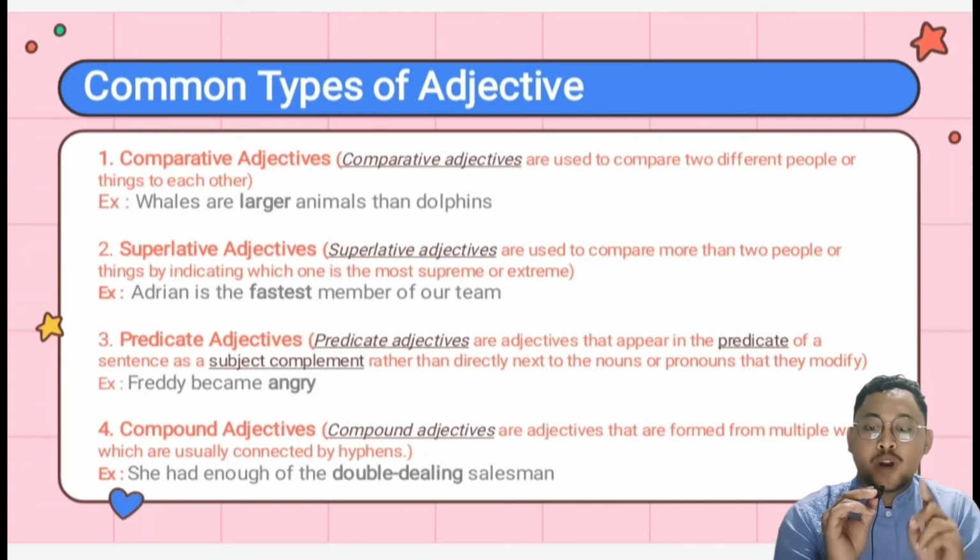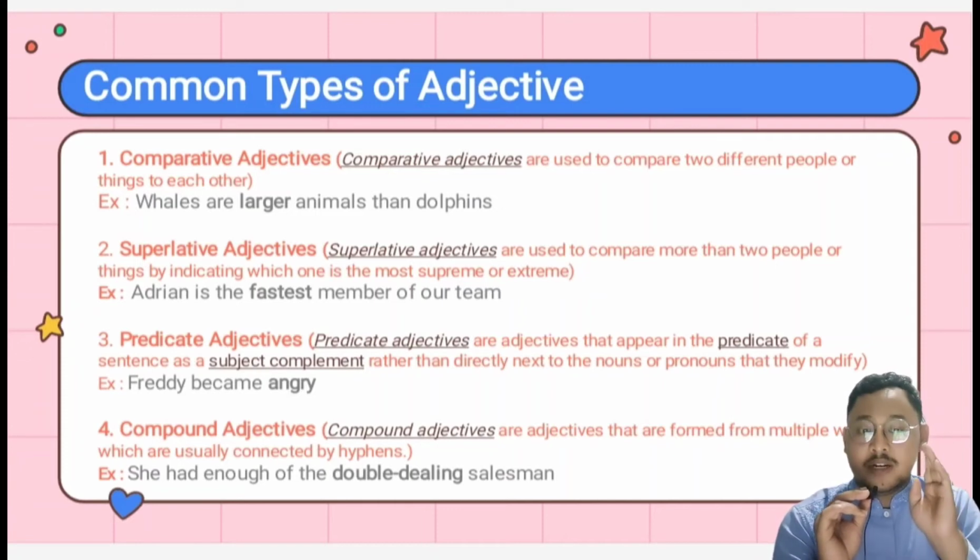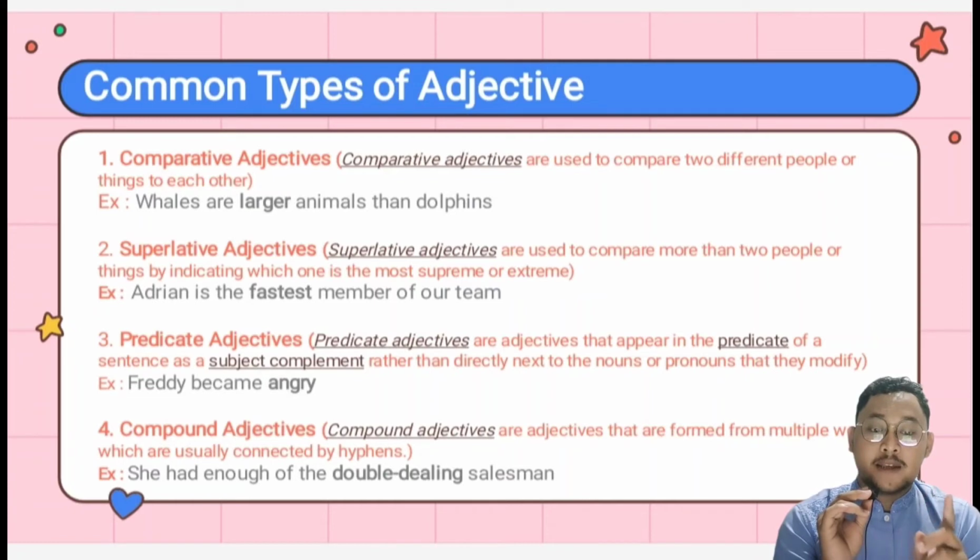Number 3, predicate adjectives. Predicate adjectives are adjectives that appear in the predicate of a sentence as a subject complement rather than directly next to the nouns or pronouns that they modify. Example, Freddy became angry. Number 4, compound adjectives. Compound adjectives are adjectives that are formed from multiple words, which are usually connected by hyphens. Example, he had enough of the double-dealing salesman.